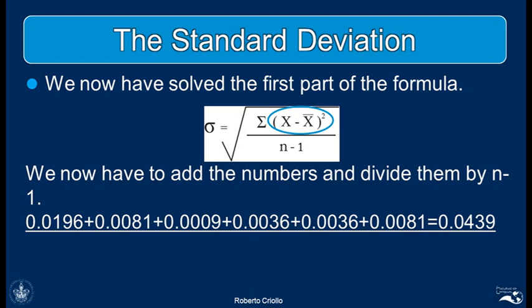Now the last part of the formula is dividing this number by n minus 1. N refers to the sample, to the number of people in our sample. In this case there were 6 people, but the formula says n minus 1. So n minus 1 is 5, and the result of this division is 0.00878. This is the result of dividing by n minus 1.